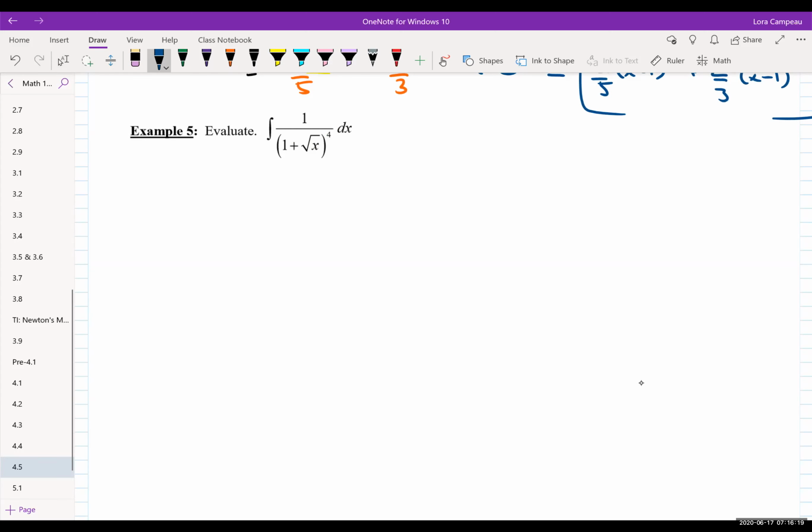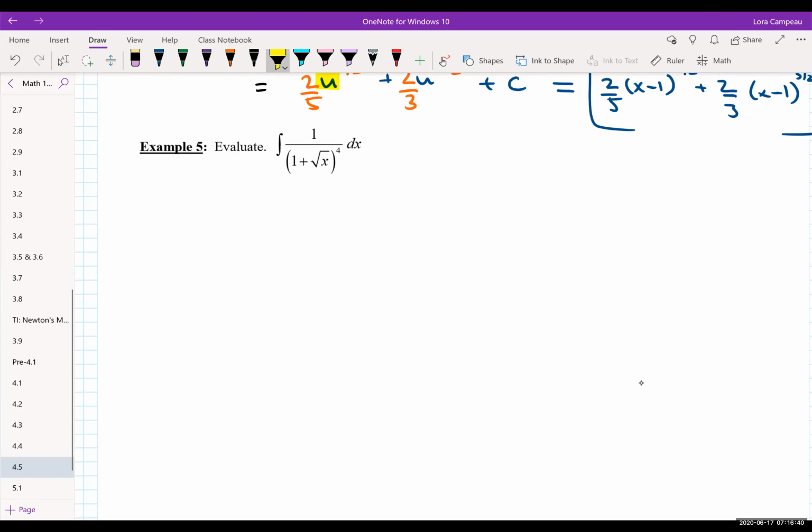So let's look at example 5. We're evaluating 1 over (1 plus square root of x) to the 4th power with respect to x. And you notice, okay, this part's complicated. It's taken to a 4th power. I would love if it was just a single x.